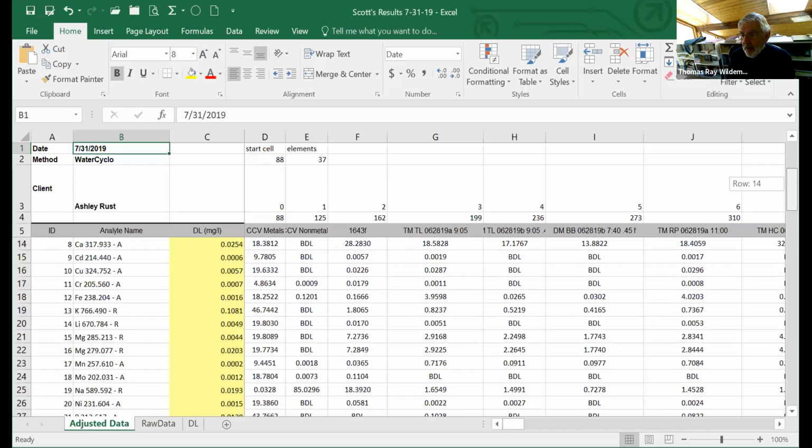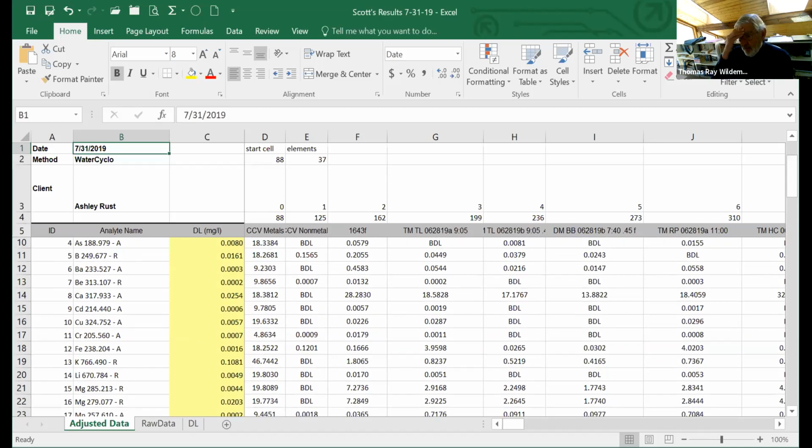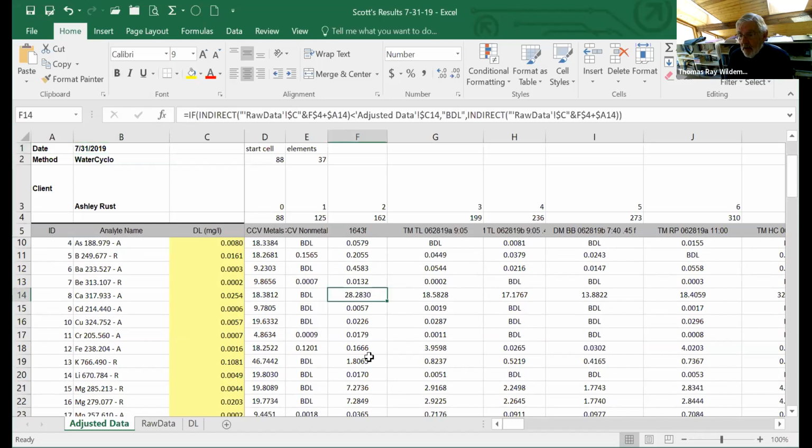Now, another thing that's very important here, this is my old freshman chemistry teacher situation coming up, and that is, let's look at this calcium line right here. This calcium line says that the concentration is 28.2830 milligrams per liter. Now, that just cannot be. What cannot be is that we cannot analyze anything to that degree of precision. That's 1 part in a million. And so that really can't be done.